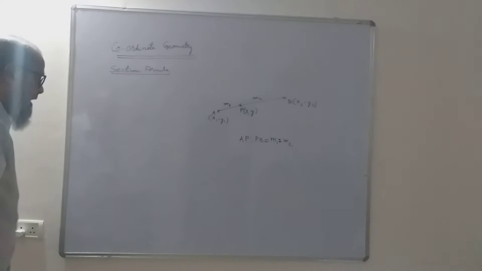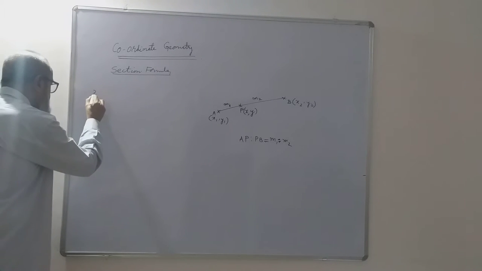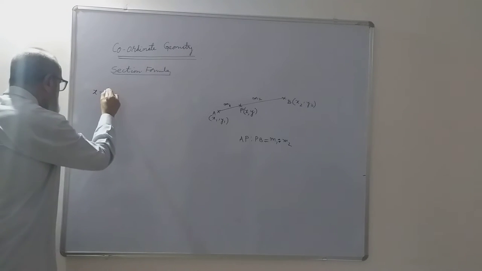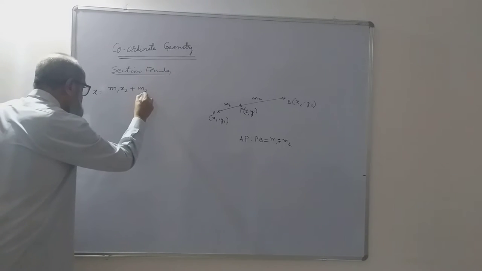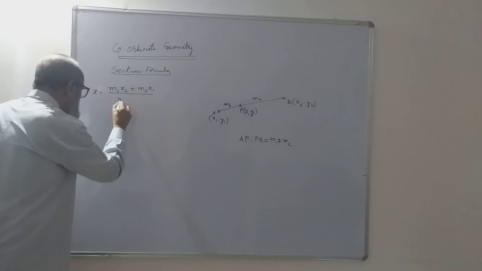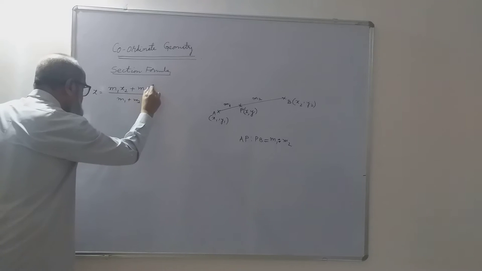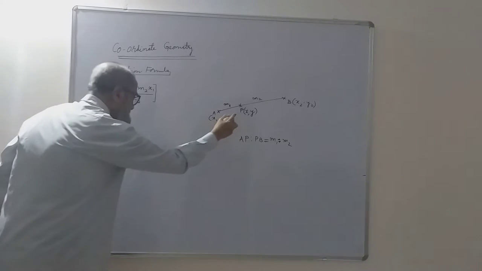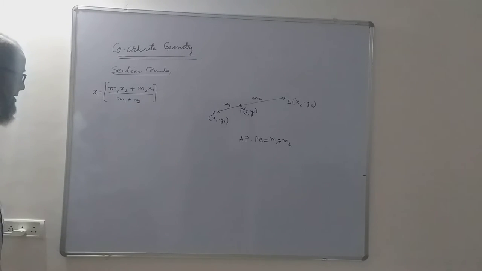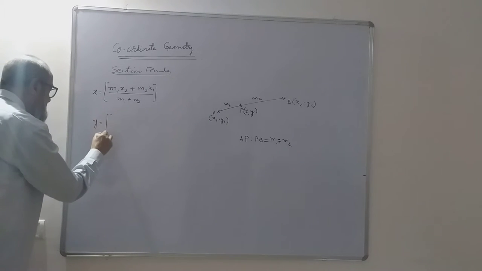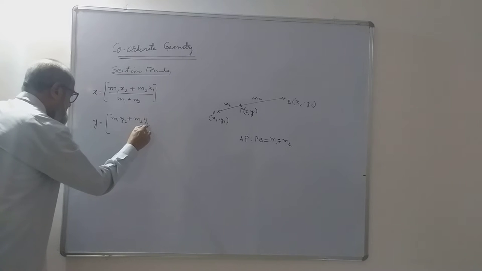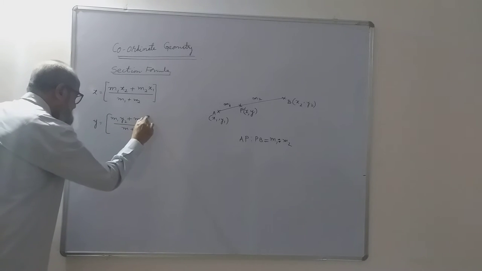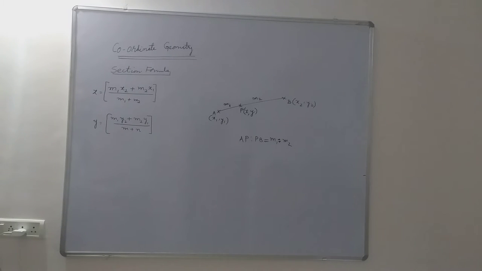Now, the relation for x is: x will be equal to (m1 x2 plus m2 x1) divided by (m1 plus m2). This formula gives me the x coordinate of the point P, which divides the given line in the given ratio. Then y will be equal to (m1 y2 plus m2 y1) divided by (m1 plus m2). Now these formulae together are called the section formulae.